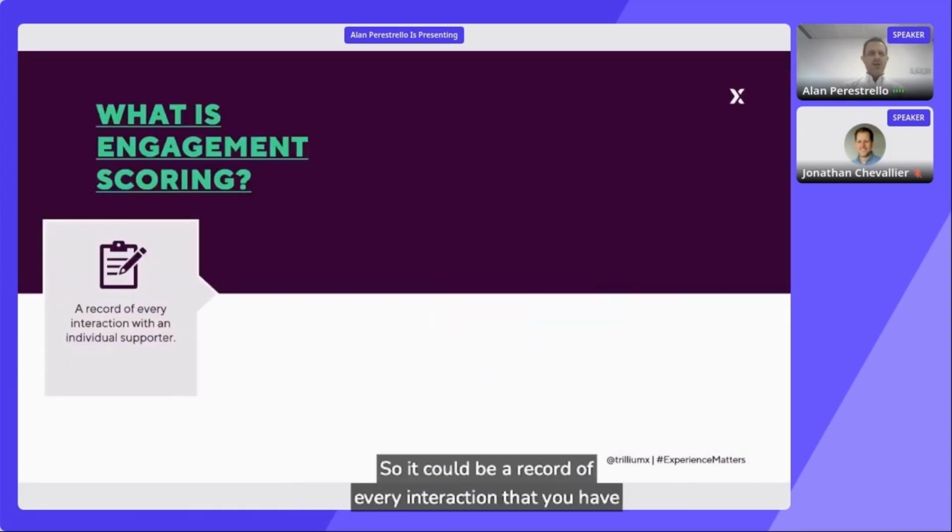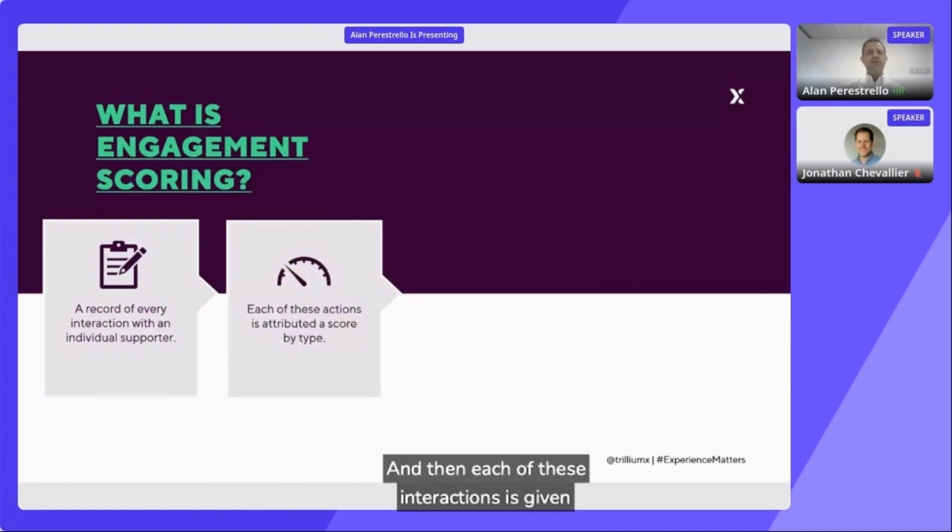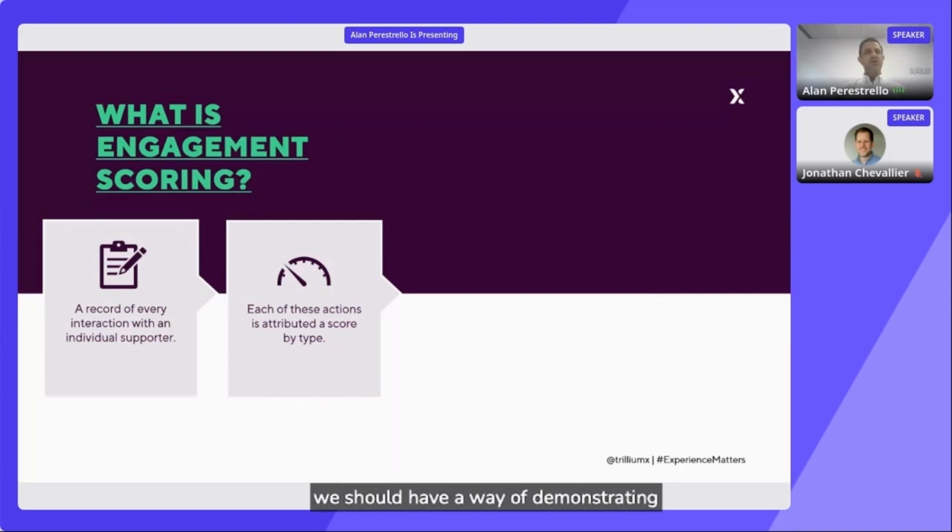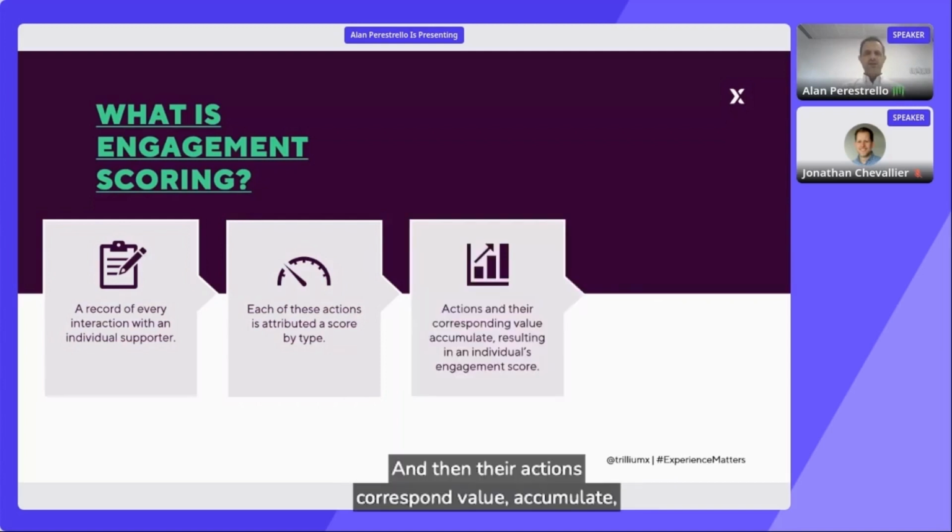So it could be a record of every interaction that you have with an individual supporter down to a contact level. And then each of these interactions is given an attribution score. And typically that's by type. So we would say for every email interaction, there's this many points. For attending an event, there's this many points. Actually making a donation, or signing up to be a volunteer, or even better, if they're going to do one of the volunteer events and they're going to generate some large donation value for us, we should have a way of demonstrating that their engagement is different on different types of activities. And then their actions accumulate value, and that results in an individual engagement score.